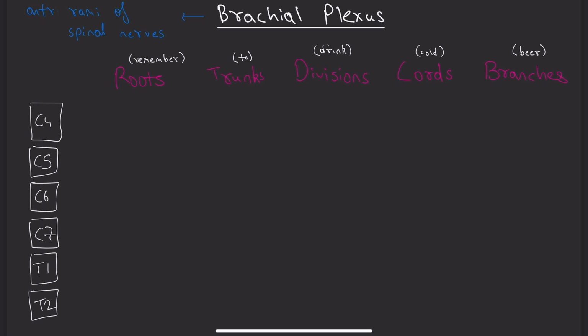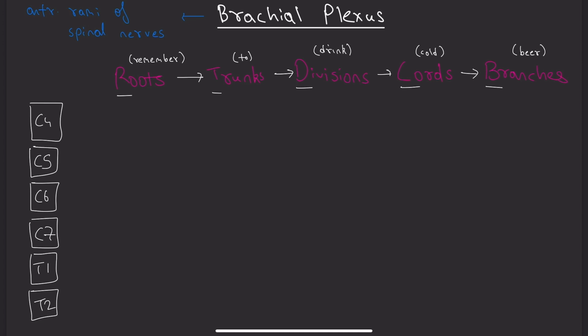So, the origin of the brachial plexus is from its roots. Multiple roots combine to give us trunks. Trunks will have divisions and divisions will again combine to form cords and these cords will finally give out branches. You can remember this flow of the brachial plexus by remembering a simple mnemonic, that is, remember to drink cold beer, and that will cover the roots, trunks, divisions, cords, and branches.